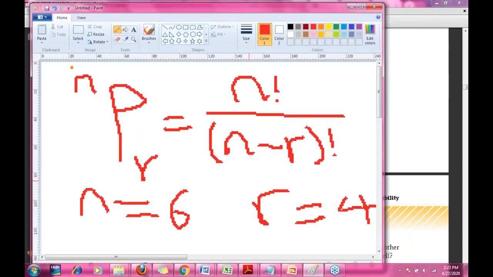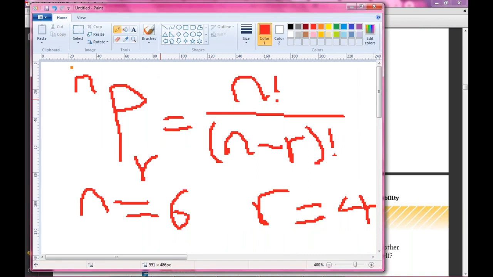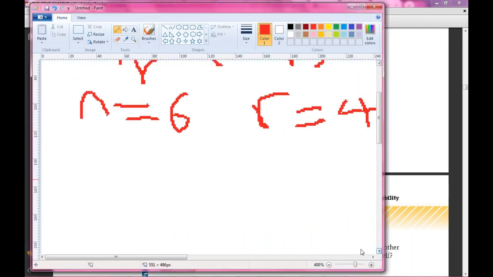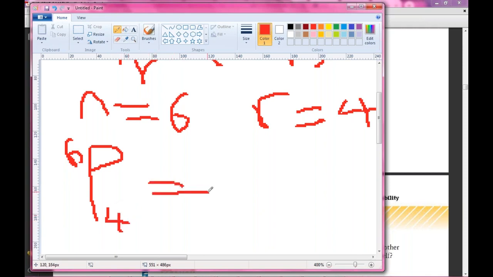So how do we calculate the number of ways in which Bill can arrange the shelf? You're going to have 6 permutation r. Sorry, I'm going to write it again so it's clearer. 6 permutation 4, since r is 4, is equal to 6 factorial all over, you open your brackets, that is n equal to 6, minus 4.